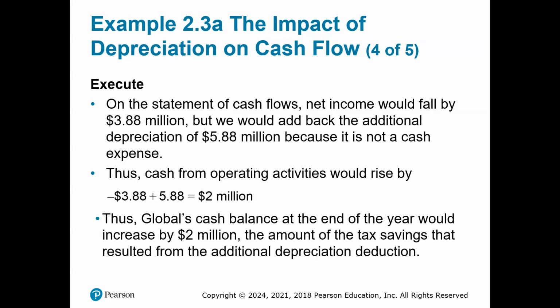To execute this on the statement of cash flows, net income would fall by 3.88 million, but we would add back the additional depreciation of 5.88 million because it is not a cash expense. Thus, cash from operating activities would rise by negative 3.88 plus 5.88, which gives you 2 million. Thus, Global's cash balance at the end of the year would increase by 2 million, the amount of the tax savings that resulted from the additional depreciation deduction.